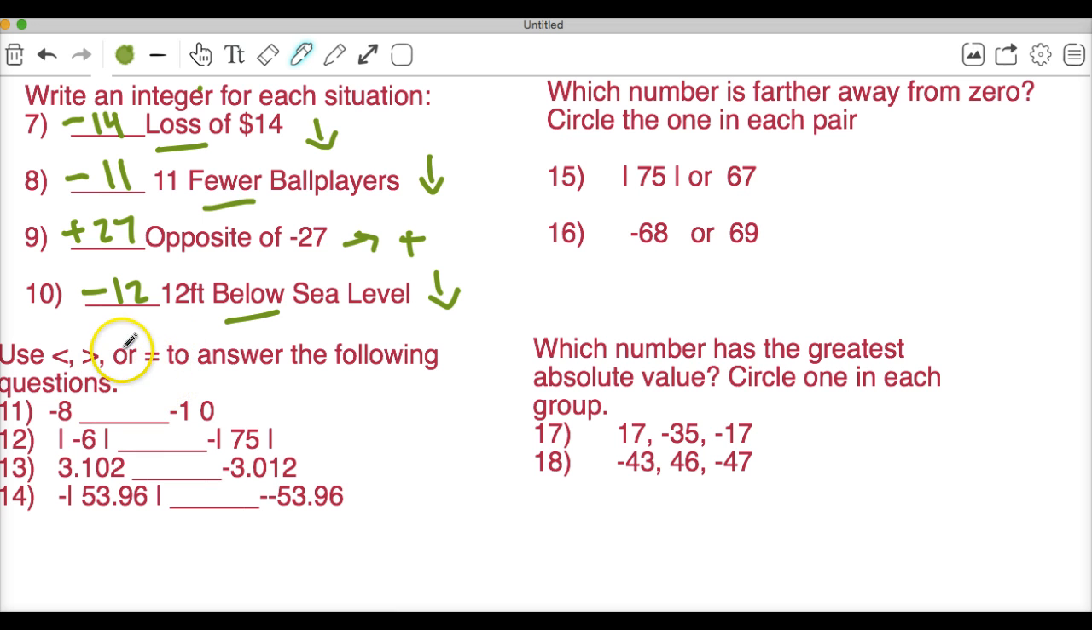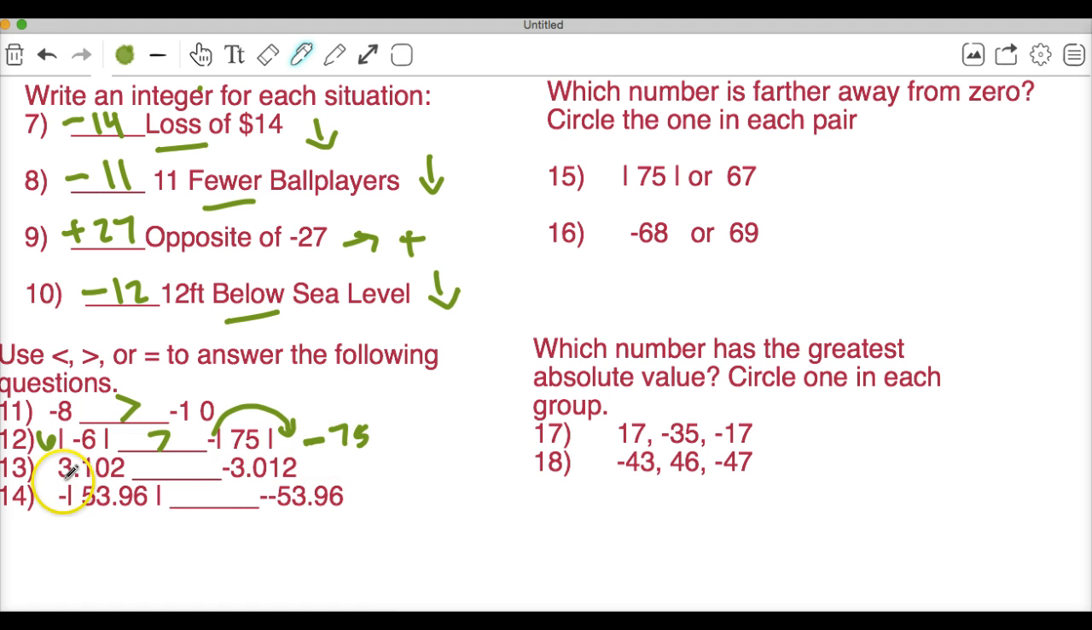Next one is using the greater than, less than, or equal to signs to answer the following questions. -8 on the number line is closer to 0, so that is why it is larger compared to the other negative number. The absolute value of -6 is 6, and the absolute value of 75 is 75, but there is a negative sign there that stays with it. So my -6 is a larger value than -75.